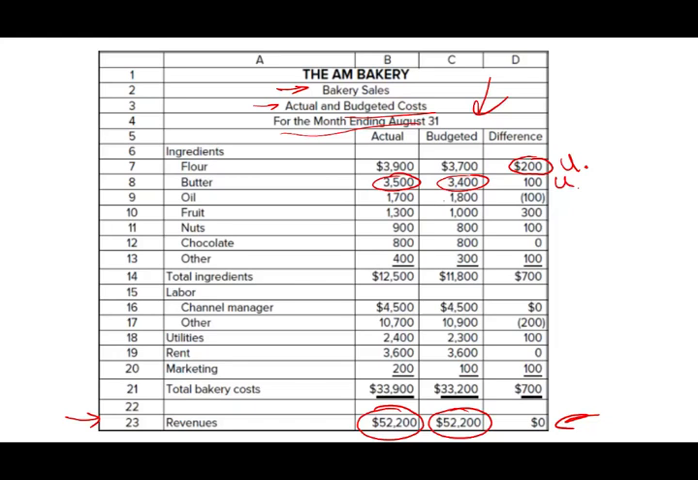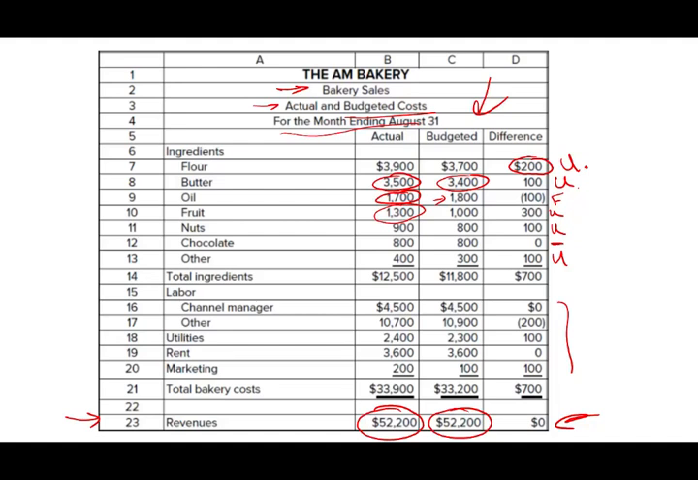Oil. We thought we were going to spend 1,800. We only spent 1,700. This is a favorable difference, 100. Fruit, we spent more, again, unfavorable. Nuts, we spent more, unfavorable. Chocolate, the same. Other, something other, unfavorable. And we'll do the same thing for the others. But eventually we would look at each of these numbers, favorable and unfavorable, when we evaluate. But this is also feedback. This is also part of controlling the operation.